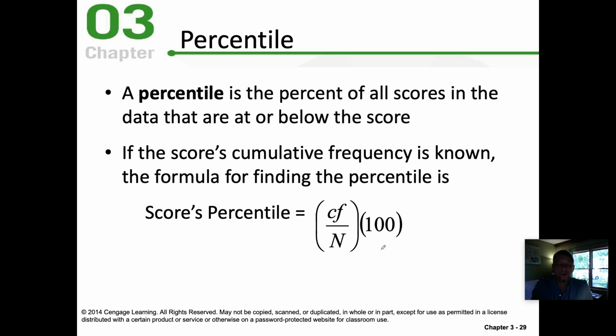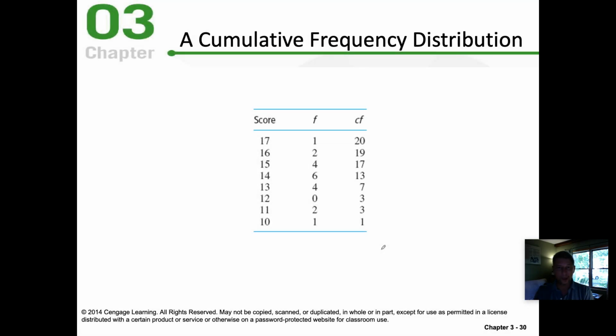So in order to calculate the percentile, the easiest thing to do is to calculate the cumulative frequencies first, divide that by the total number of scores in that frequency distribution to find the n value, and then multiply it by 100. Okay. So let's have a look at the data that we see here. This is the same chart that we saw a moment ago with the cumulative frequencies on the other side. Now, how do we calculate the percentile here?